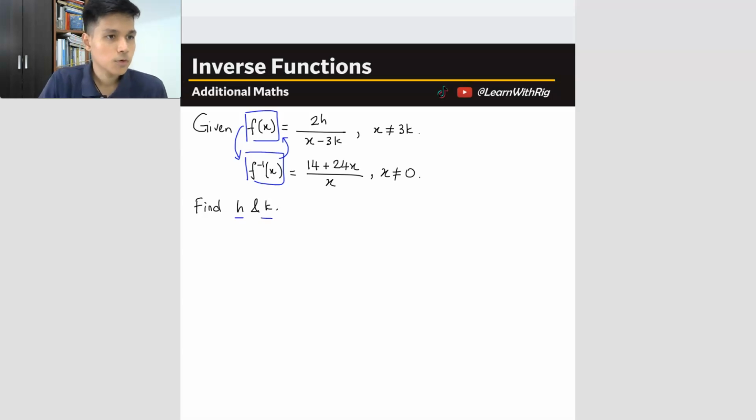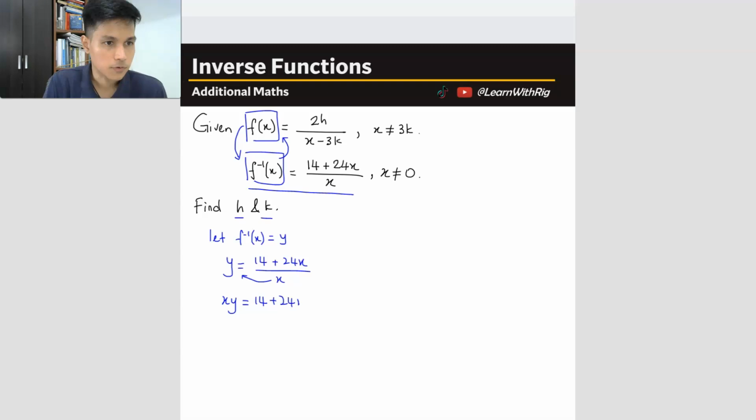Okay, so the inverse function we have here is already given, right? f inverse equals 14 plus 24x over x. So first thing is, let f inverse equal y. Okay, the steps are the same. So y equals 14 plus 24x over x. So I'm going to bring the x up here, so I get xy equals 14 plus 24x.